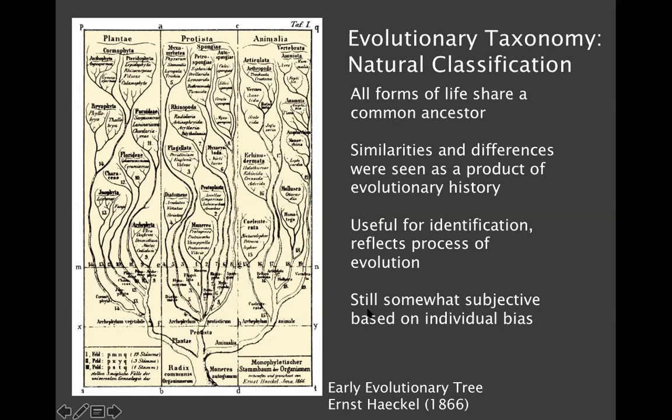And so this was still somewhat subjective to an individual taxonomist's preferences for what traits he or she thought were more ancestral or more derived in their characters. So it was an improved system, but there was still a lot of room for error because of the subjective nature of it.